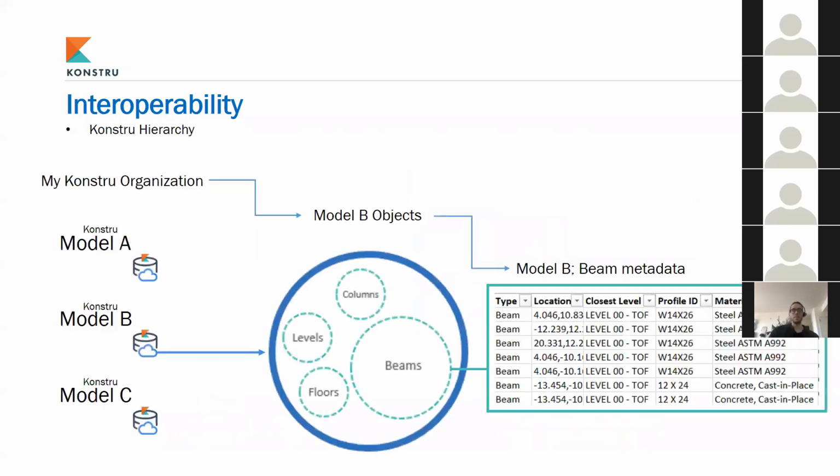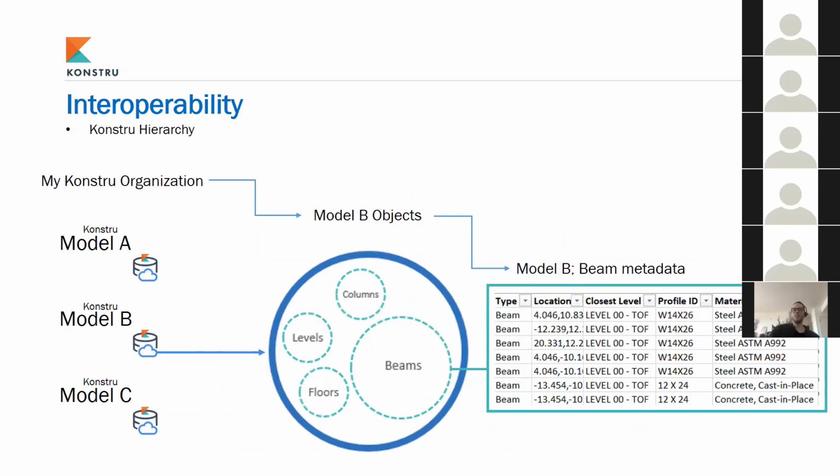Now, the way Konstru works is there's a very simple hierarchy that's set up when you're translating models from A to B. For example, in the diagram you see on the screen, you have a Konstru organization, in other words, we could refer to it as a Konstru model. Within that model, you have a series of smaller subsets such as columns, beams, levels, and floors. This varies a little bit per application, but in a general sense, if you break a building down, we have these series of subsets.